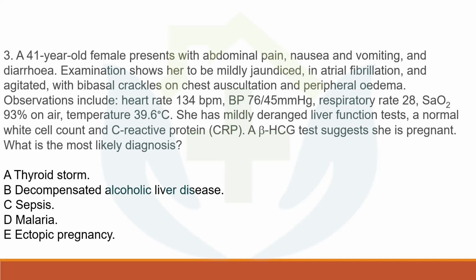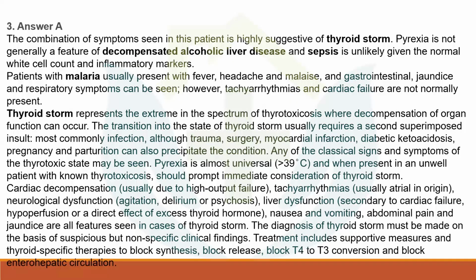Okay. You can answer in the chat box whether it is a thyroid storm, decompensated alcoholic liver disease, sepsis, malaria, or ectopic pregnancy. I think many of the clues are given in the question. You should get this one right. Okay. Yeah. Most of them have got it correct. It's a quite straightforward pregnant patient with fever, tachycardia, hypotension, AF. So this is thyroid storm.